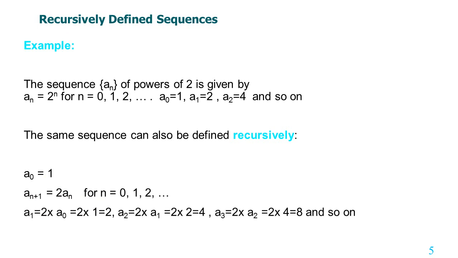Here a1 is calculated as 2 into a0. a0 is given as 1, so 1 into 2 is equal to 2. Whatever we find in the last step, we can use in the next step to calculate the value of a2. a1 is found to be 2, and putting it here, 2 into 2 is equal to 4. Similarly a3 is equal to 2 into a2. a2 we found in the last step, so a3 is equal to 2 into 4, that is 8, and so on. Obviously, induction and recursion are similar in principle.